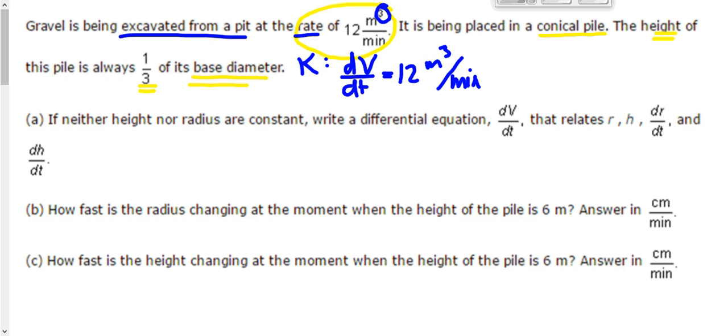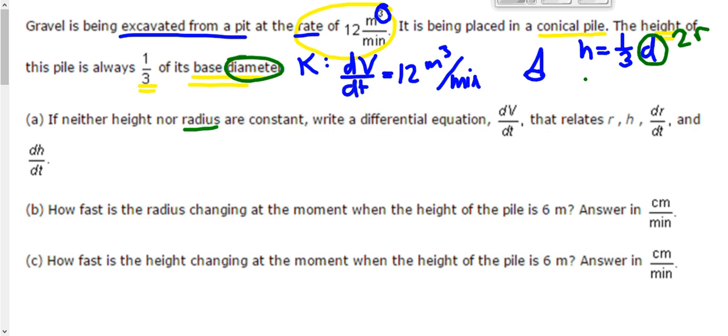It's being placed in a conical pile, so that means a cone. And the height of this pile is always 1/3 of its base diameter. So it's giving us a proportion here. What it's saying is that the height is equal to 1/3 of its diameter. What you want to be careful of here is that this talks about diameter. In all of our problems, we use radius, and that's what's going to be in our formula.